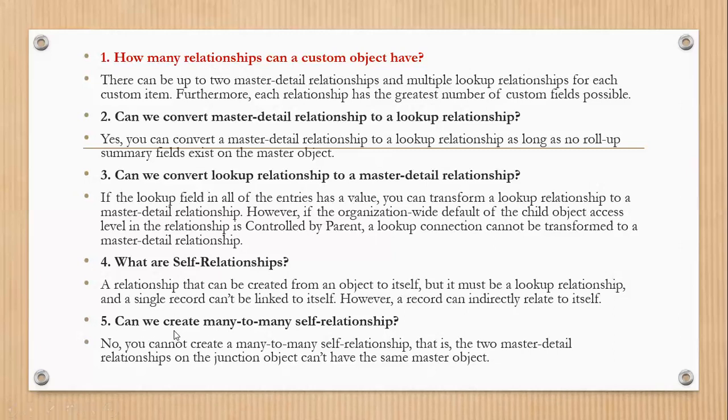Next question: can we create a many-to-many self relationship? No, you cannot create a many-to-many self relationship, that is, two master-detail relationships. One junction object cannot have two relationships to the same master object.